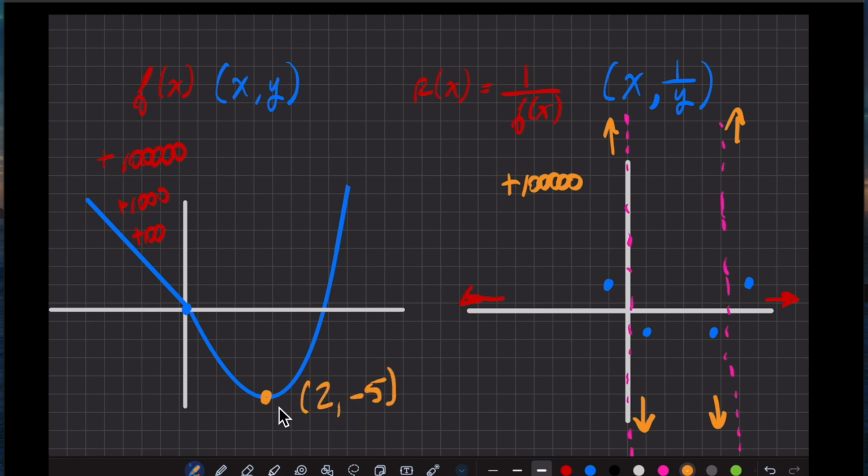All right. As we move to our graph here, the 2 stays the same. The -5 flips. We're going to have 2, -1/5. I'm going to put that right here, right next to the x-axis, which is 0. So 2, -1/5. All right. I think we have now enough to sketch this graph. Let's go ahead and do that.